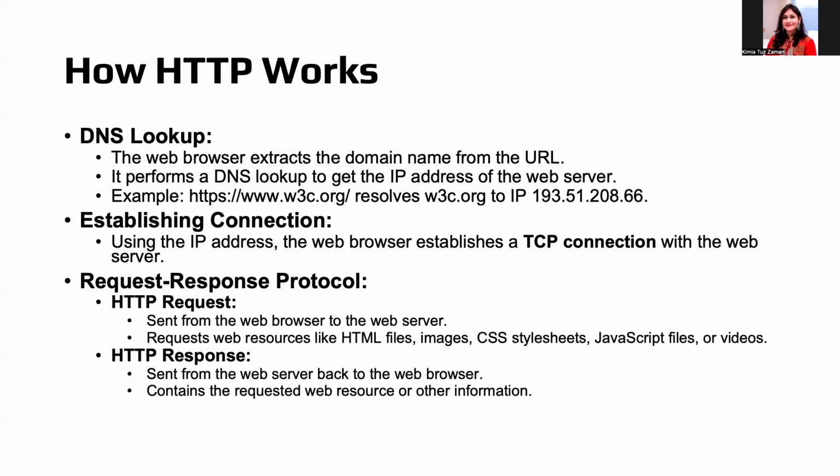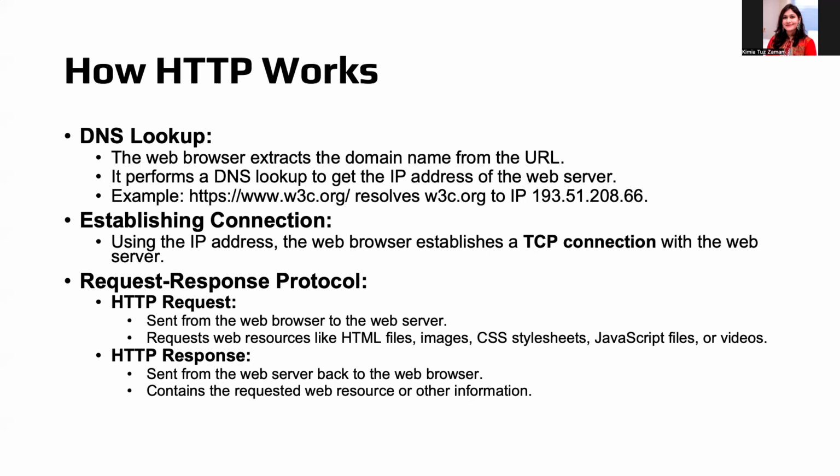When you access a website, the process starts with a DNS lookup. The web browser extracts the domain name from the URL, such as w3c.org in this link, https://www.w3c.org/, and sends it to a DNS server to get the corresponding IP address. For instance, w3c.org resolves to the IP address 193.51.280.66. The browser then uses this IP address to establish a TCP connection with the web server.